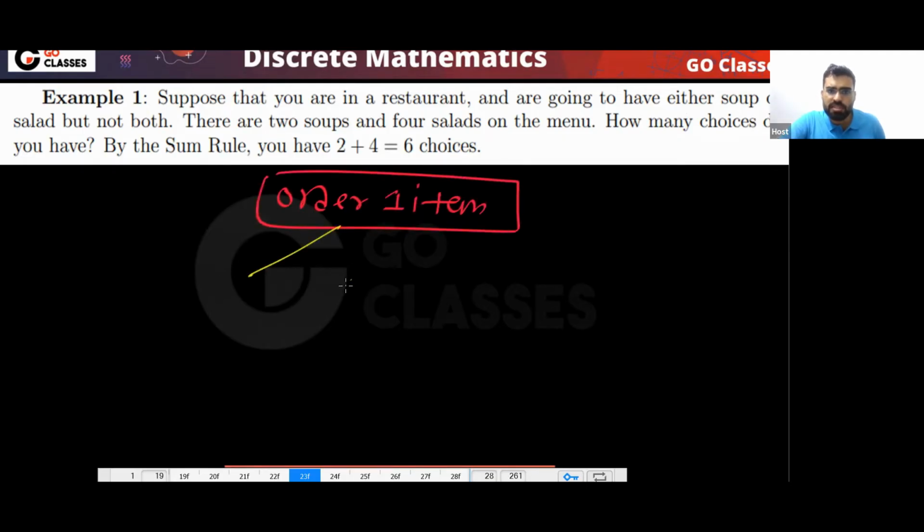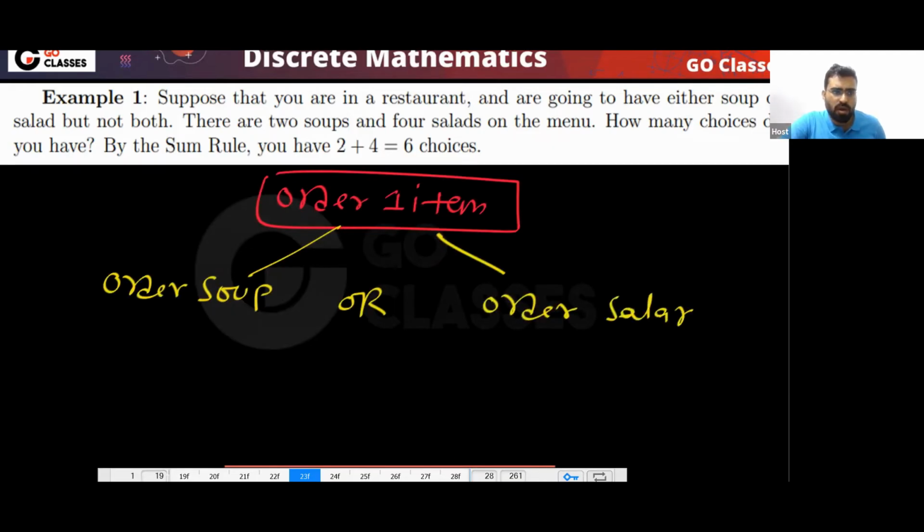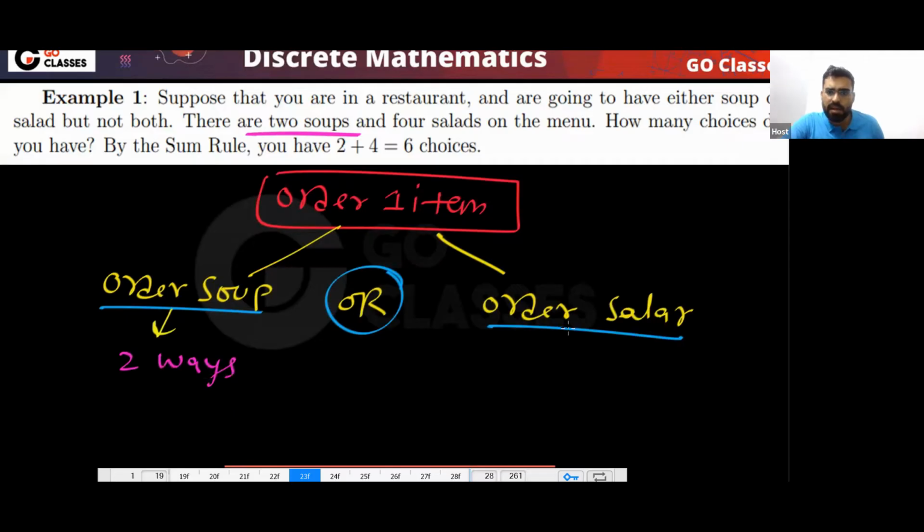To do this task, either you can order soup, or you can order salad. How many ways to do this task? If you want to order soup, then there are 2 soups available. So there are 2 ways. And if you order salad, there are 4 salads available. So there are 4 ways.